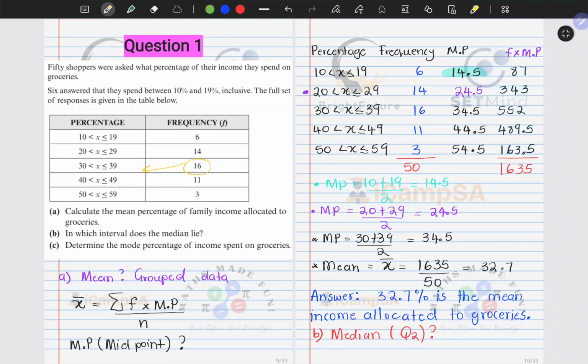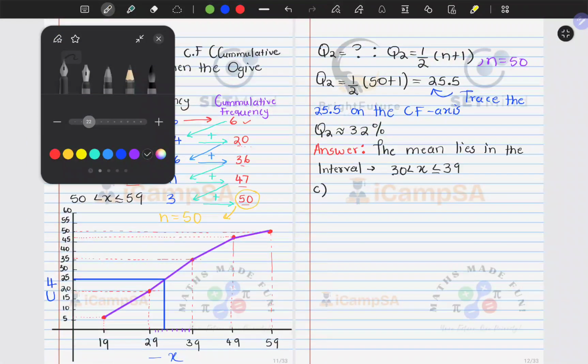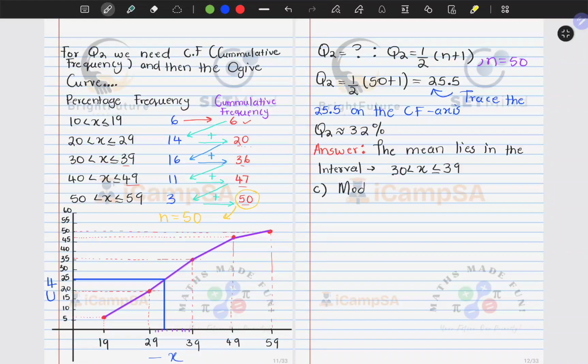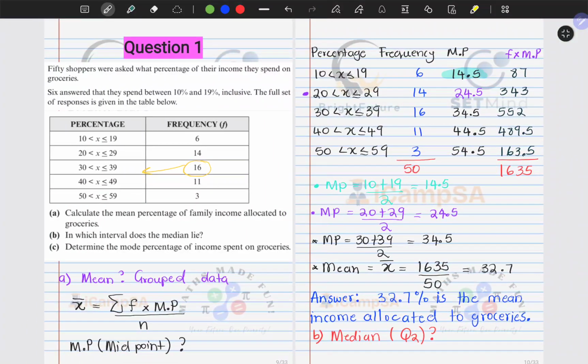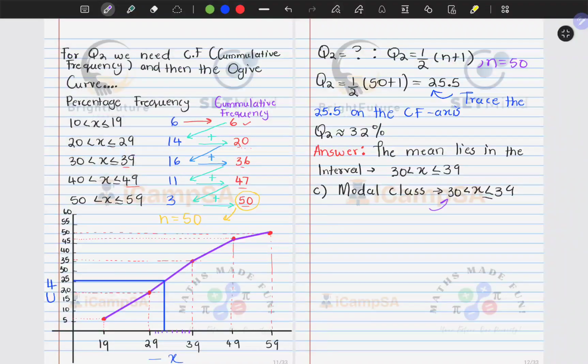So it means the modal class, they would call it also that way, is that one. So our answer is x is greater than 30 but less than 39. Okay. So if you observe carefully, you'll see that our modal class is the one where you have x bigger than 30 but less than 39. So that there is our answer to this question that we are given on number C.